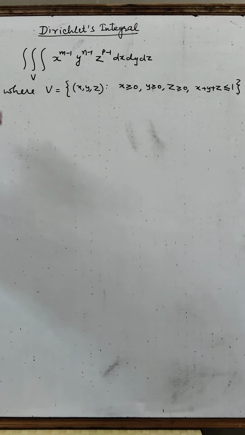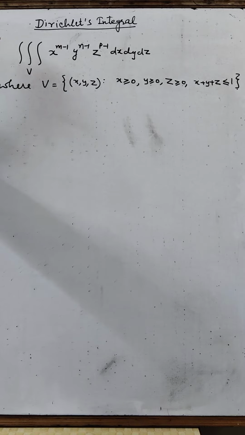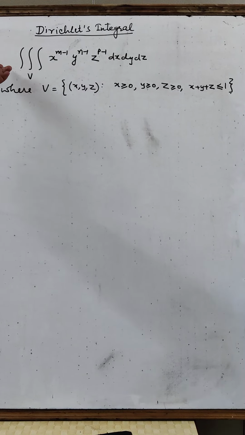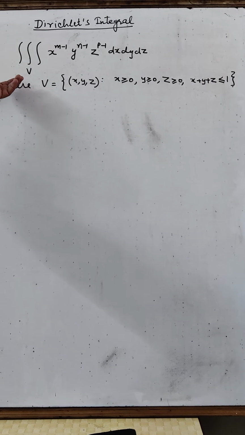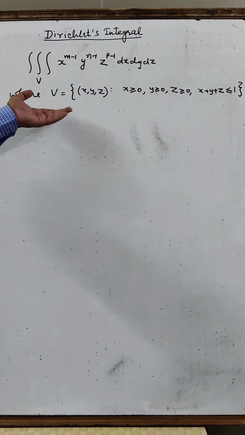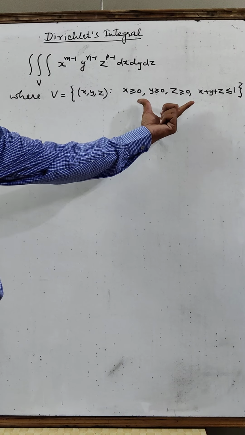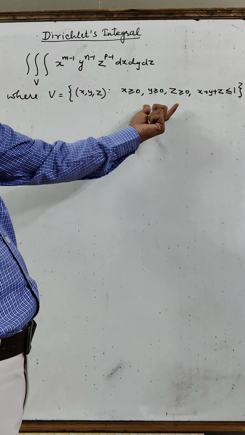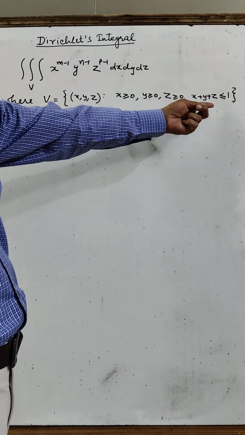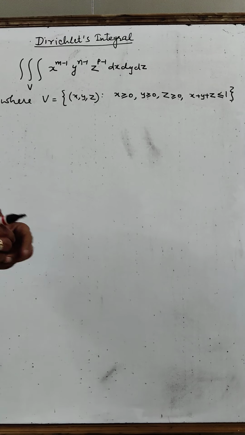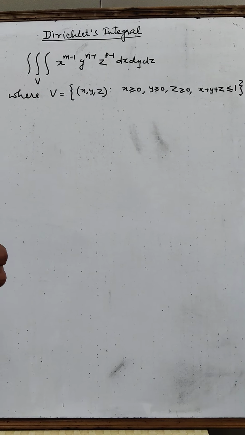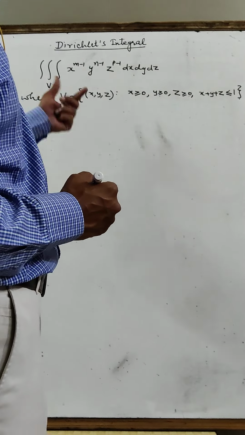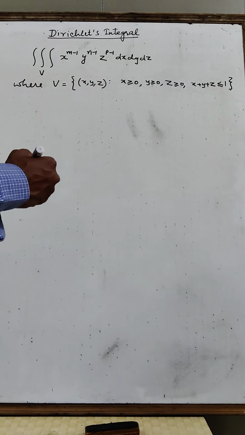Again, this type of integral may be a double integral or a triple integral. If it is a double integral, we take it over an area, and if it is a triple integral, we take it over a volume. Our region or volume will always be in the first quadrant or first octant, in this special form. This type of integral is known as Dirichlet's integral. Now we will find an expression for it.